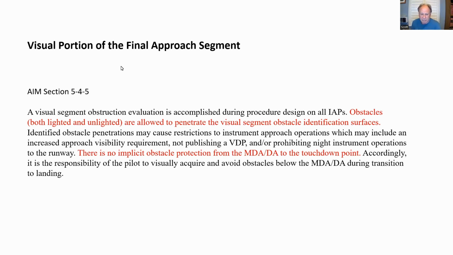But I'm going to read this because this is important. Visual segment obstruction evaluation is accomplished during procedure design on all instrument approach procedures. Obstacles, both lighted and unlighted, are allowed to penetrate the visual segment obstacle identification surfaces. Identified obstacle penetrations may cause restrictions to instrument approach operations, which may include an increased approach visibility requirement, not publishing a visual descent point, and/or prohibiting night instrument operations to the runway. There is no implicit obstacle protection from the MDA to the touchdown point. Accordingly, it is the responsibility of the pilot to visually acquire and avoid obstacles below the MDA during transition to landing.